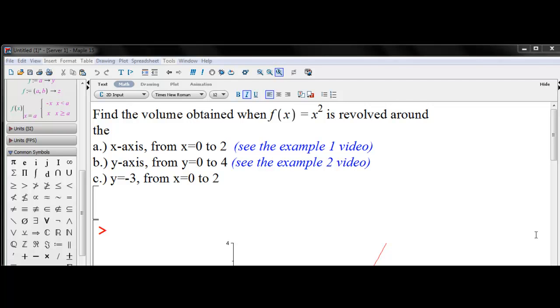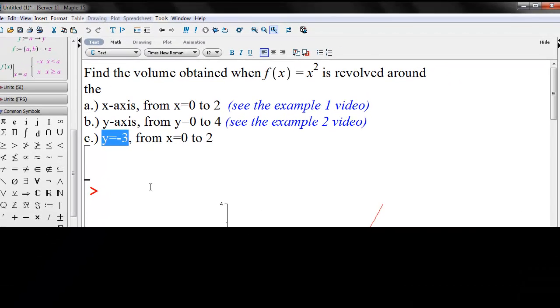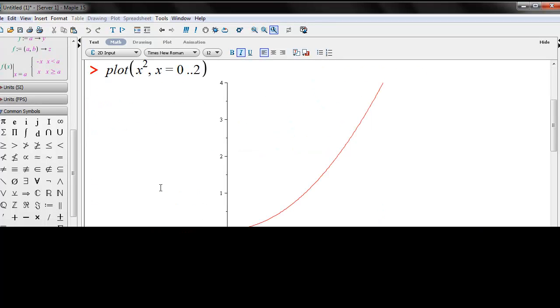Hello! In this video, we are continuing a previous example where we are finding the volume obtained when the curve f of x equals x squared is revolved around the line y equals -3, and we'll do this as x goes from 0 to 2. So we recall the first step in these volume of revolution problems.